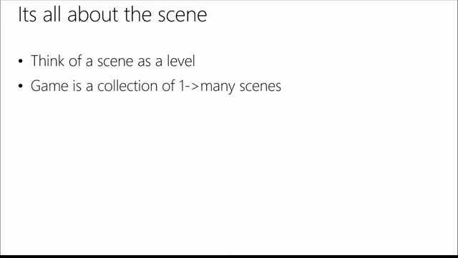All right, so let's go right into talking about the environment in Unity. It's all about the scene. And we're going to explore the scene in the interface shortly. Let's just talk about a scene first. Think of a scene as a level in your game. Okay. If you have multiple levels, you'll have multiple scenes. And your game is going to be a collection of one to many scenes. Okay. Make sense so far?